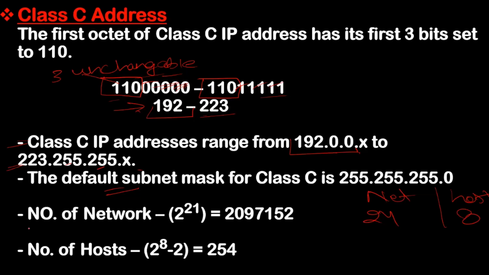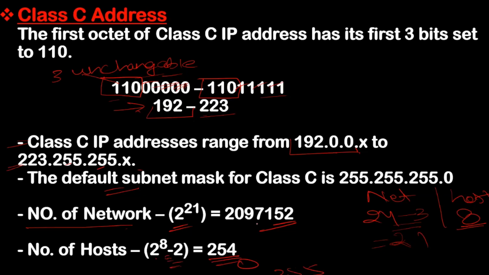Now, if you calculate the number of networks, by the same rule you have to subtract the 3 unchangeable bits. So we have 21 bits left for the network. So 2 power 21, then the value will be 20 lakh 97,152. And for the number of hosts, that is 2 power 8, the host bits, minus 2. Minus 2 means for 0 and 255. So 2 power 8 is 256, minus 2, that is 254.